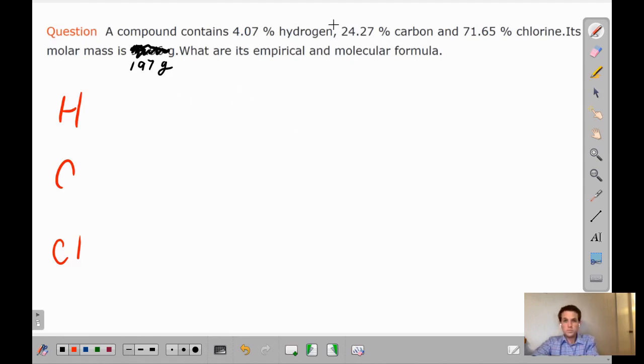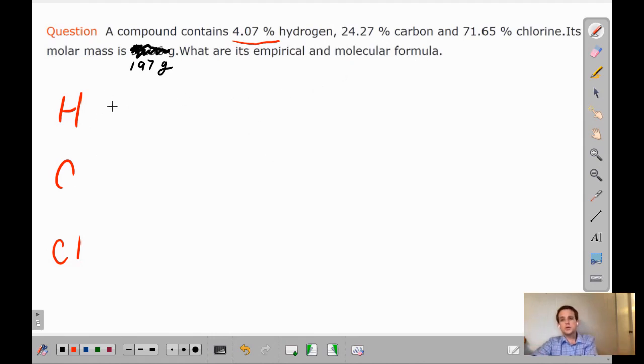Okay, so this is going to be an example where we're going to try to do this without using the calculator. I don't know if they would give you one quite like this on the AP test, but it is good practice. So for hydrogen, we have 4.07%. How do we use percentages with grams and molecular? What do we even start with?